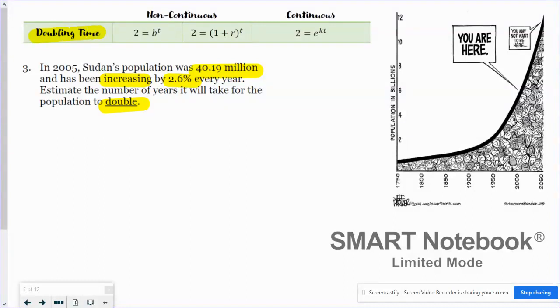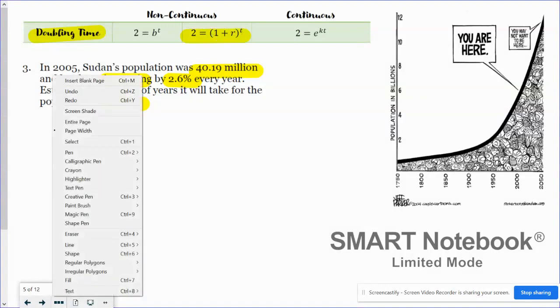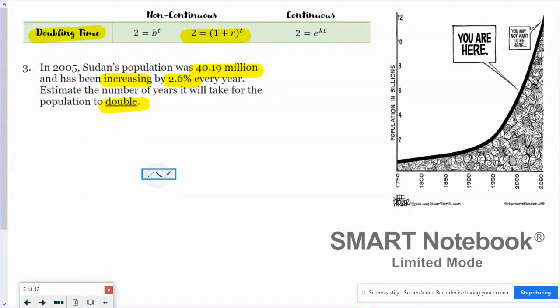So is this a non-continuous or a continuous situation? Yeah, that's right. It's non-continuous. And so for my non-continuous, I need to know what b is, and this is how I'm finding it. So 2 is equal to 1 plus r to the t power. That is my rule that I'm using here.